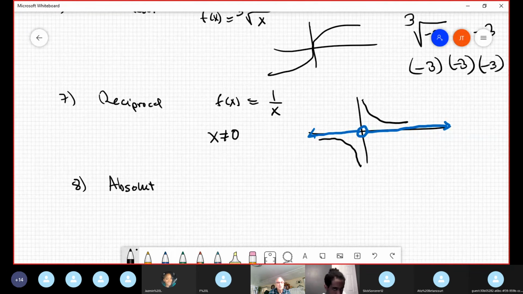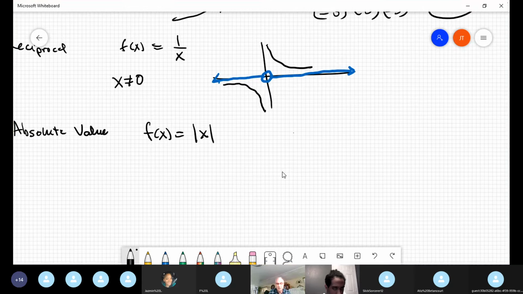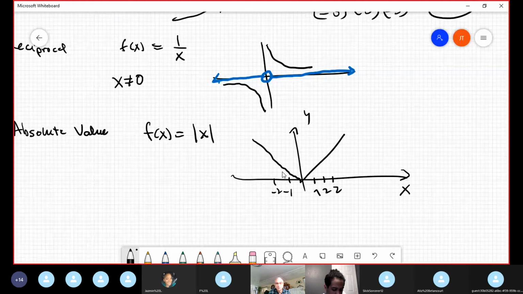Absolute value, f of x equals absolute value of x. The graph of the absolute value looks similar to the B, like that. Look, x, y, like that. Because regardless of whether the number is positive or negative, the absolute value is the same.